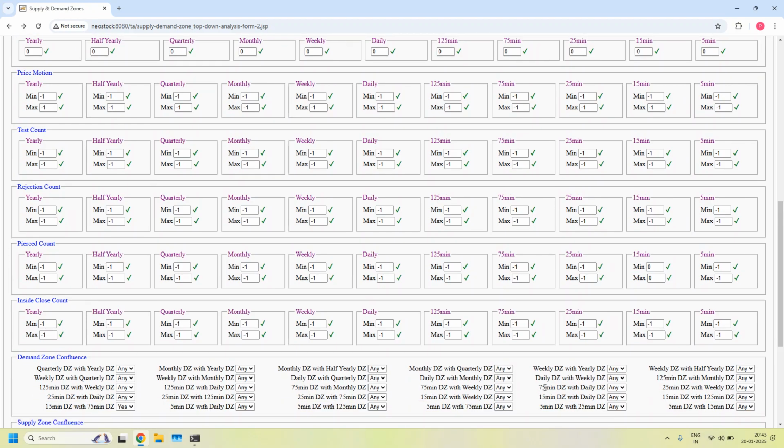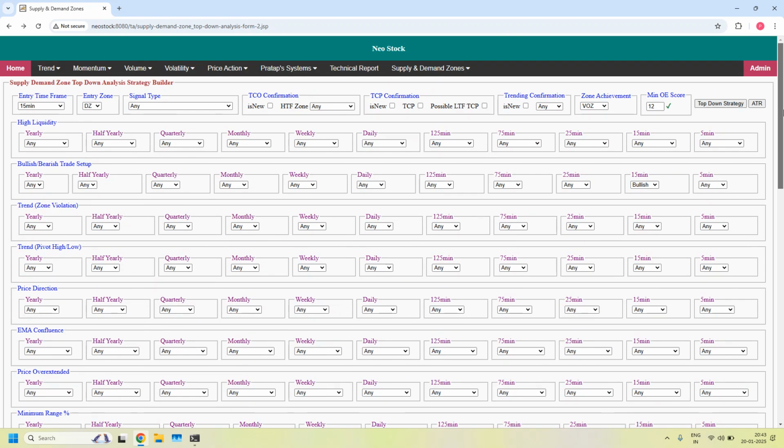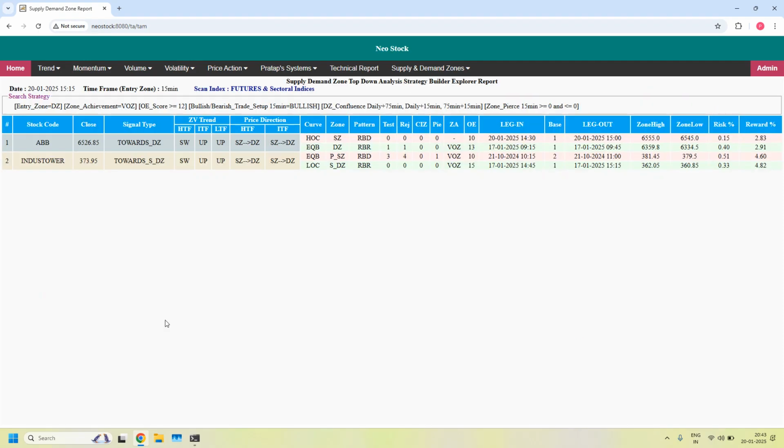First filter, LTF, ITF filter is already enabled. This is the one. Second filter is 15 minutes demand zone with daily demand zone confluence. Third filter, 75 minutes demand zone with daily demand zone confluence. With all the 3 LTF, ITF, HTF demand zone confluence filters, we got 2 stocks.